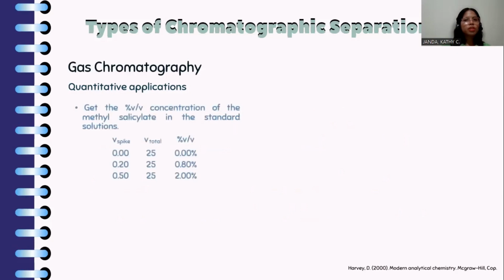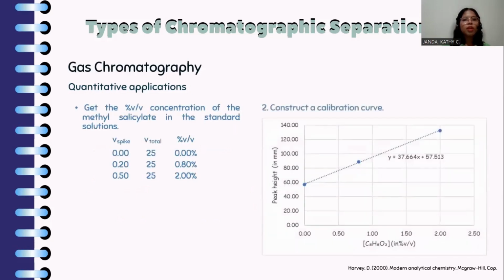First, the concentration of the methyl salicylate in the standard solutions must be determined. Then, construct a calibration curve with the concentration of the analyte in the x-axis and the signal of the chromatograph in the y-axis. From the calibration curve, the linear equation showing the slope and intercept will be used to determine the concentration of the methyl salicylate, which will obtain as 1.527%.